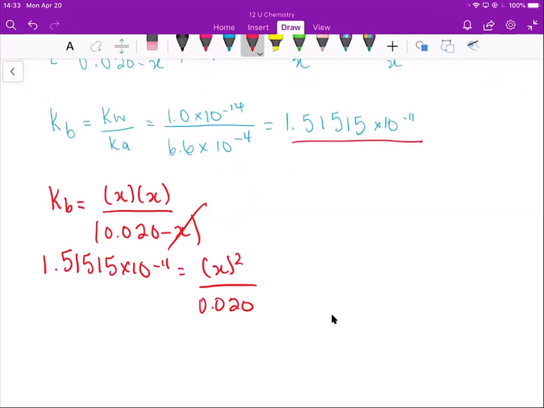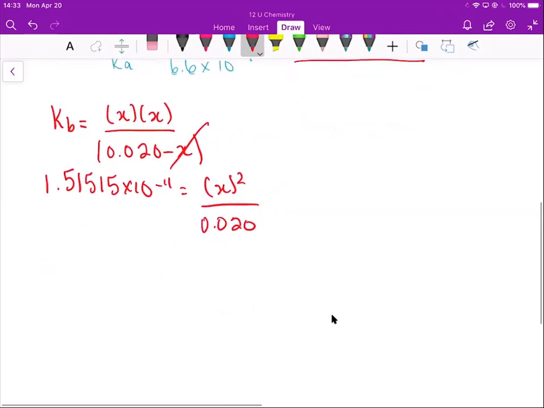Okay, so to our calculator, we're multiplying the number by 0.02, and then we're square rooting it, and I get an x value of 5.50 times 10 to the minus 7 mole per liter, which is important because this is my concentration of hydroxide.